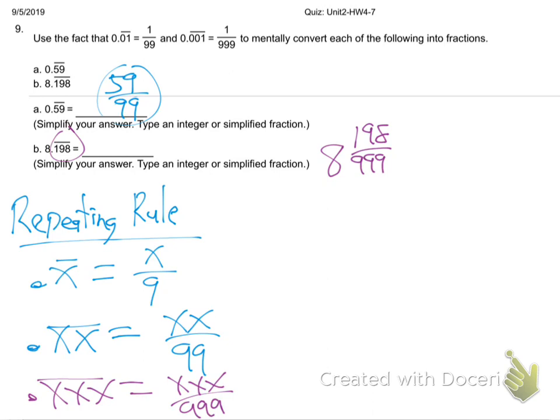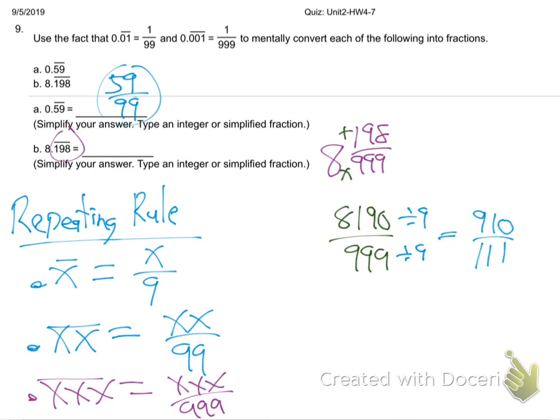All right. So now, how do we simplify that? You multiply the bottom and add the top. Use your calculator. I'm going to use my calculator right now. I'm getting 8190. The denominator remains the same. Now, is that reducible? Yeah, you can divide top and bottom by 9. You'll get 910 over 111. And that's our answer. 910 over 111. There.